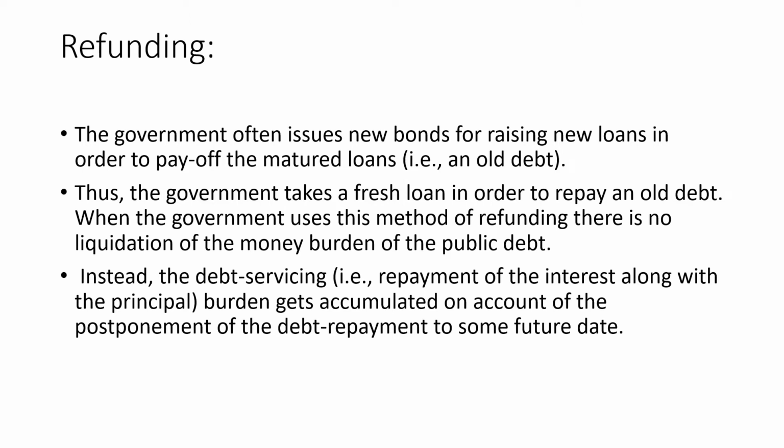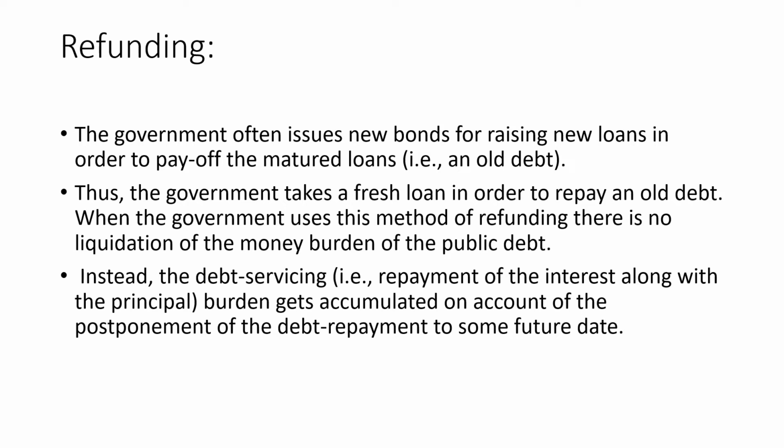There are several methods used by the government to deal with this. The first thing is refunding. Refunding is a method used by the government by issuing new bonds for raising new loans in order to pay off the mature loans. That is, suppose that the government has taken a loan long back, and the maturity date of the loan is nearing. In that case, if the government is not able to finance this loan from its revenue, then it will take a new loan to repay its old loan. That is the case of refunding. So the government takes a fresh loan in order to repay the old debt.